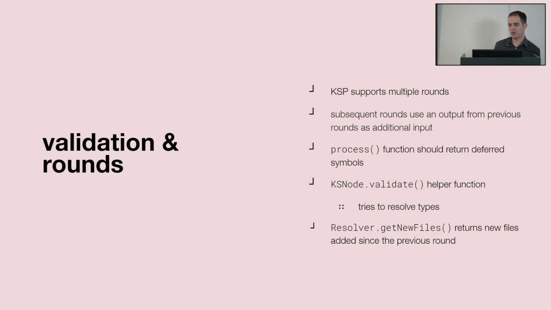To implement this, the process function can be used to return the deferred symbols. And you can use this helper function, ks.validate, to validate the symbols you are interested in and check whether those are already generated or not. This validate will actually resolve the types. And in the next round, this getNewFiles will return only the files which were generated since the previous round.